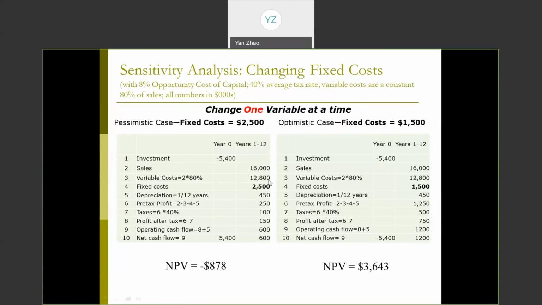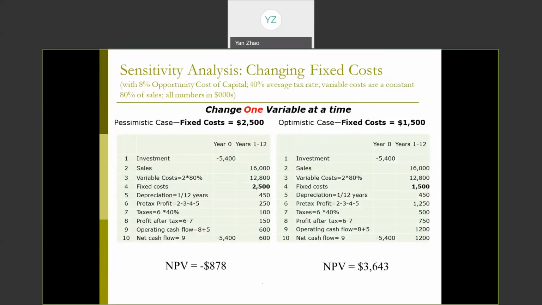Again, using the new number, we have to recalculate all the numbers in this Excel file and in this Excel file. If the fixed cost is higher, we will have only $600 in the next 12 years as the cash flow. While in the optimistic case, we will have $1,200 for the next 12 years. When we plug in the numbers in the big formula, again, in the pessimistic case, we should not take the project. In the optimistic, yes, we should do it.